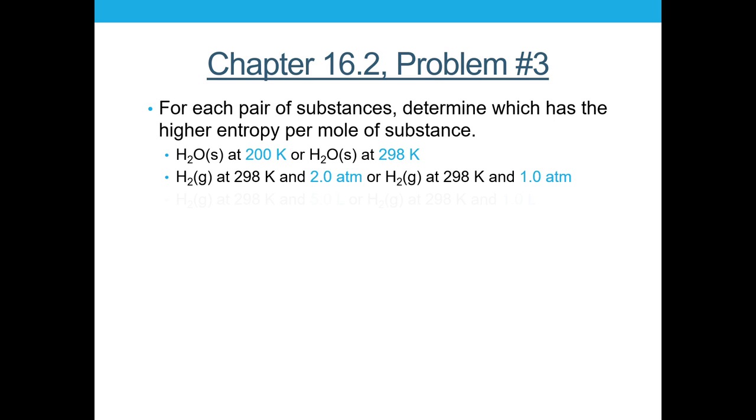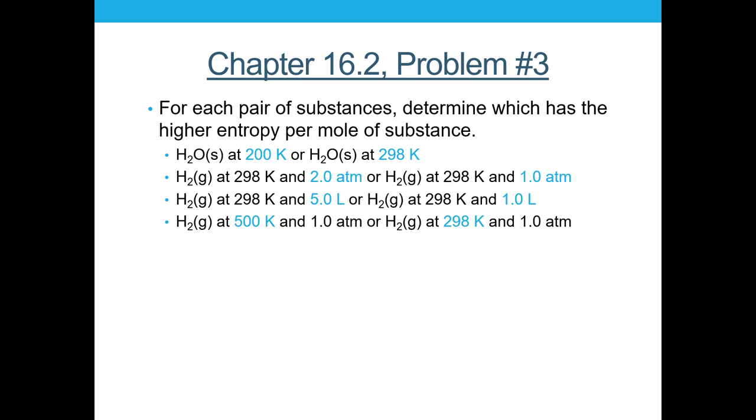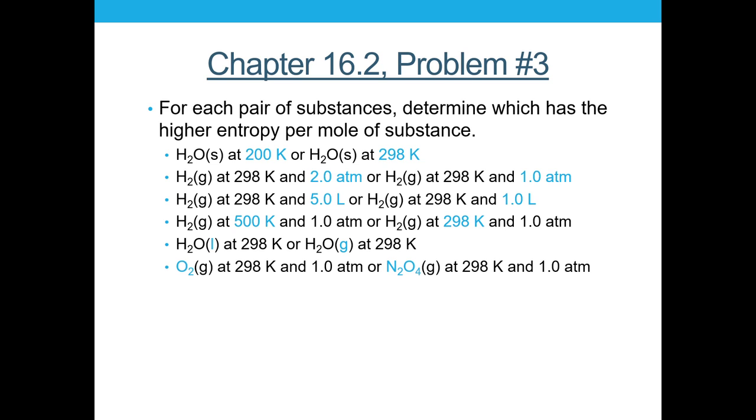Kelvin and 1 atm. Then we have hydrogen gas at 298 Kelvin and 5 liters, or hydrogen gas at 298 Kelvin and 1 liter. Next up is hydrogen gas at 500 Kelvin and 1 atm against hydrogen gas at 298 Kelvin and 1 atm. And then water in the liquid state at 298 Kelvin, or water in the gas state at 298 Kelvin. The last one compares oxygen at 298 Kelvin and 1 atm against dinitrogen tetraoxide at 298 Kelvin and 1 atm.